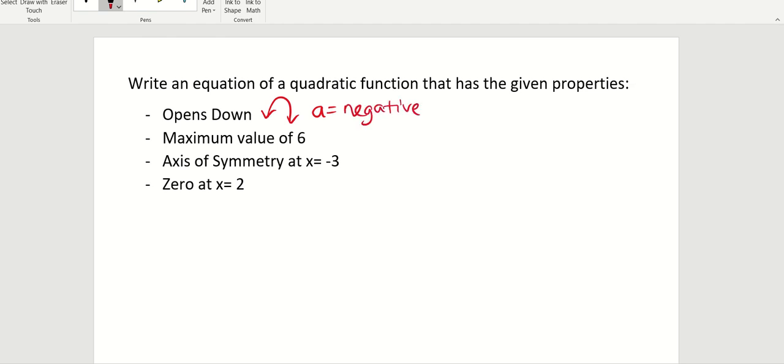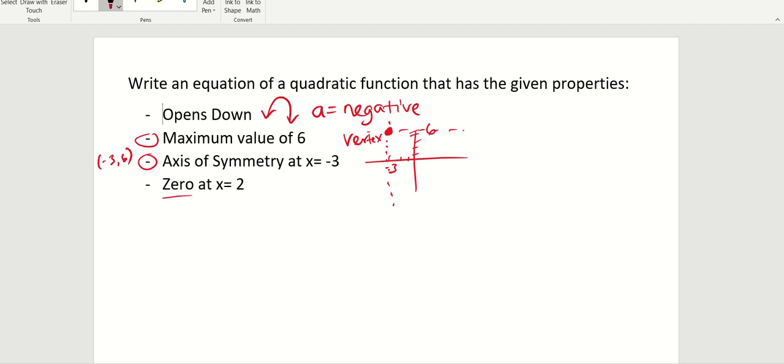If they have a maximum value of 6, that means the maximum value is at 6. And then the axis of symmetry at -3, 1, 2, 3, -3. The axis of symmetry will cross through here. Therefore, this corner that is created by these two limits is the vertex. So these two characteristics create the vertex of -3, 6.